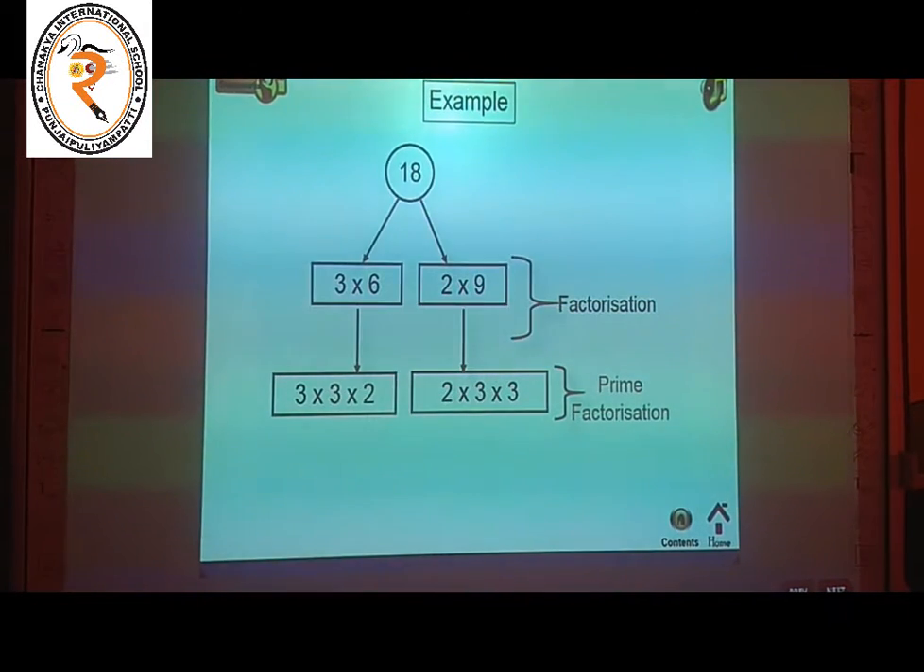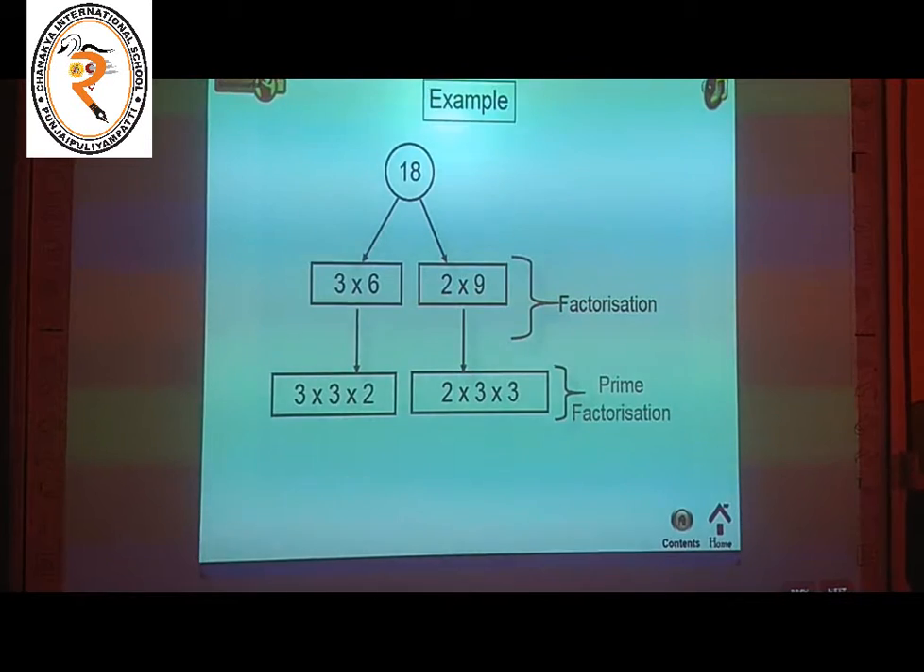We can write 18 is equal to 3 into 6, and then another way, 2 into 9. 3 sixes are 18 and 2 nines are 18. That is a factorization. But we want prime factorization. Prime factorization means prime factors.